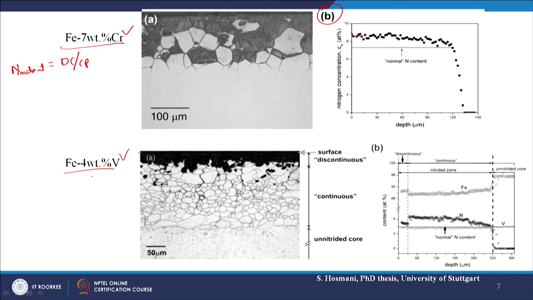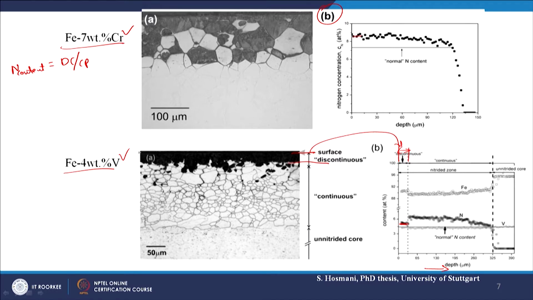But here, in the case of iron vanadium, if you look at the composition profiles, this is the nitrogen concentration as a function of depth. You see that this is the discontinuously coarsened region close to the surface, that is this region. This is the same as this here, and you see that there is a decreased level of nitrogen.